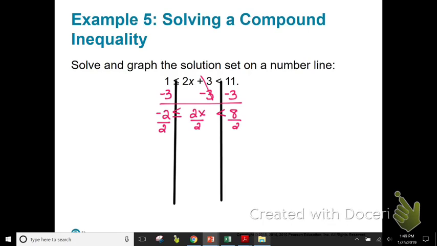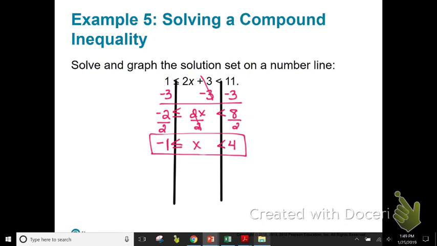So negative 2 divided by 2 is negative 1. Does my inequality sign change? But I divided. It wasn't a negative though, right? So the inequality stays the same. The 2 cancels, you get x. We said the inequality was the same, and 8 divided by 2 is 4. And so here's our solution.